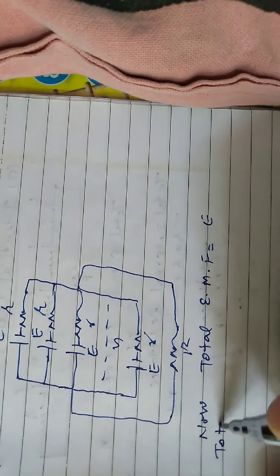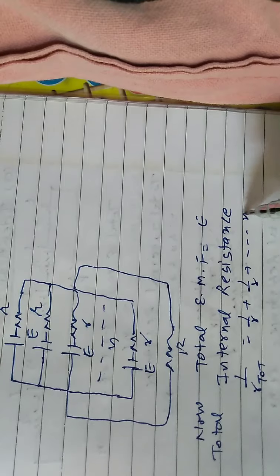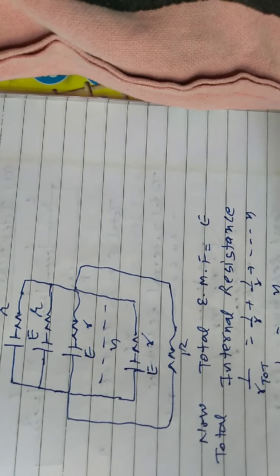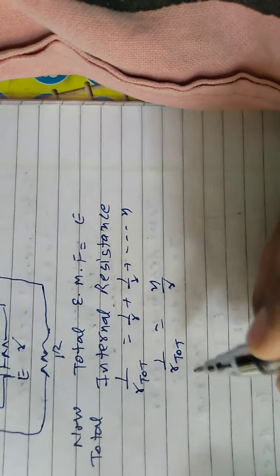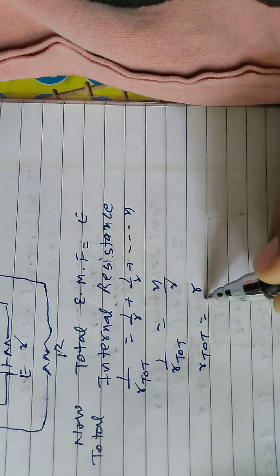Total internal resistance: we can write 1 by r total is 1 by r plus 1 by r up to n cells. So it is n by r. Now we can find the value of r total, that is r by n.